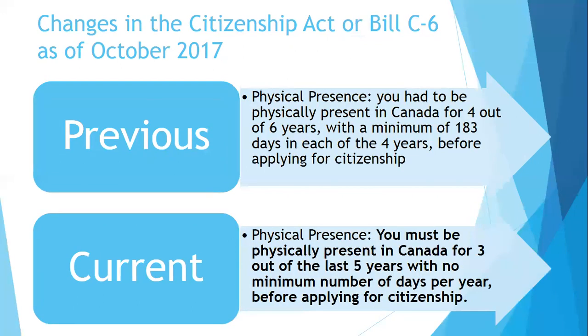Other changes that took effect last October 2017 include the physical presence requirement. Previously, you had to be physically present in Canada for 4 out of 6 years with a minimum of 183 days in each of the 4 years before applying for citizenship. But with the new changes, you must be physically present in Canada for 3 out of 5 years with no minimum number of days per year before applying for citizenship.